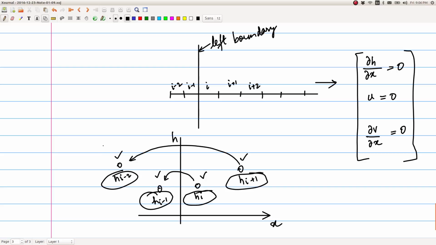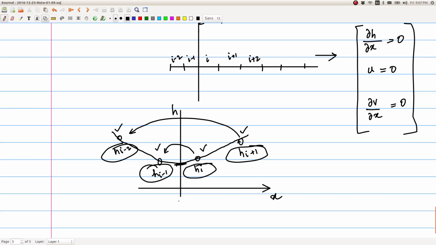If you try to fit a curve through these points, what you will see is that the derivative at the interface, the derivative at the boundary, becomes equal to 0. That's what the boundary condition implies.